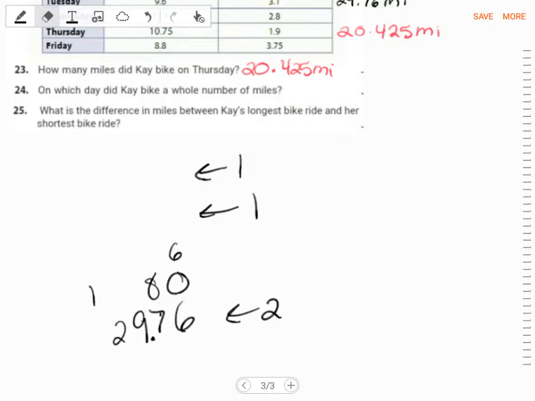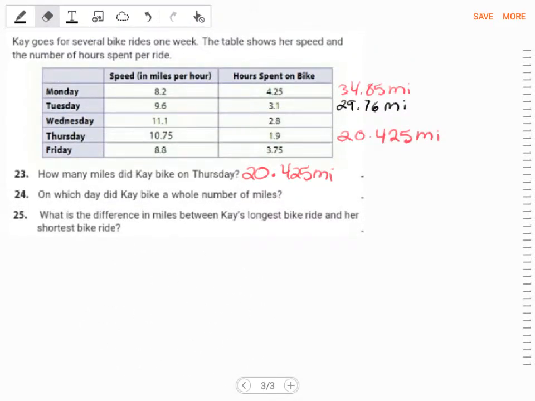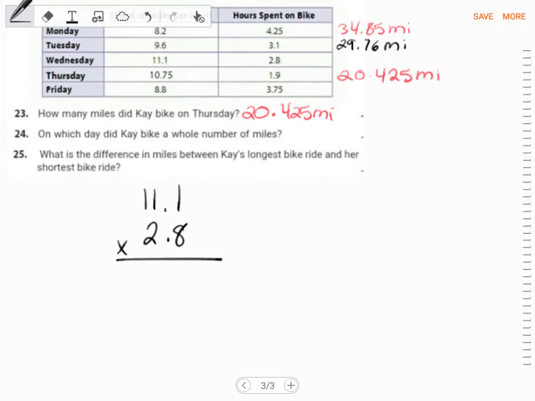Still got to do it for Wednesday, and then we'll have to do it for Friday. All right. So Wednesday, she biked 11.1 miles per hour at 2.8 hours. 8 times 1 gives me 8. Put a placeholder. 2 times 1 gives me 2.